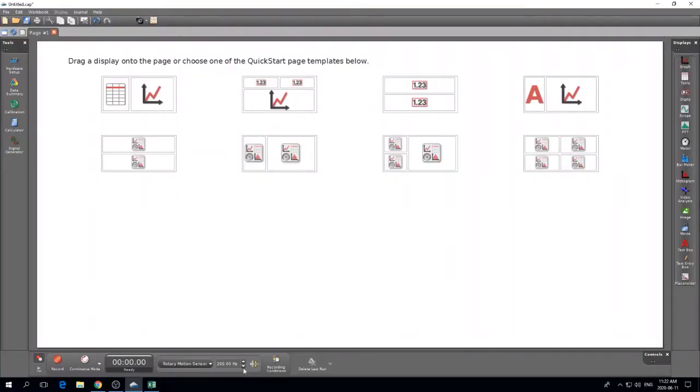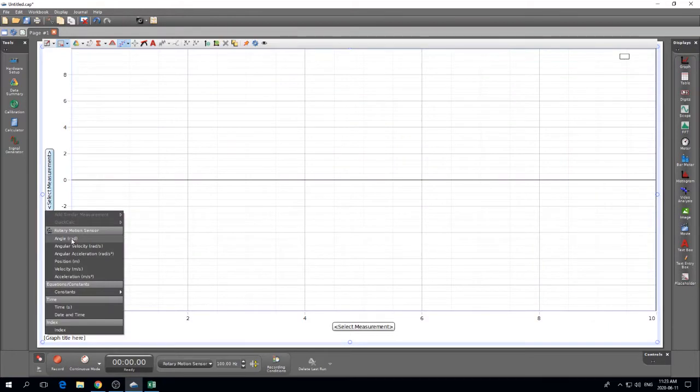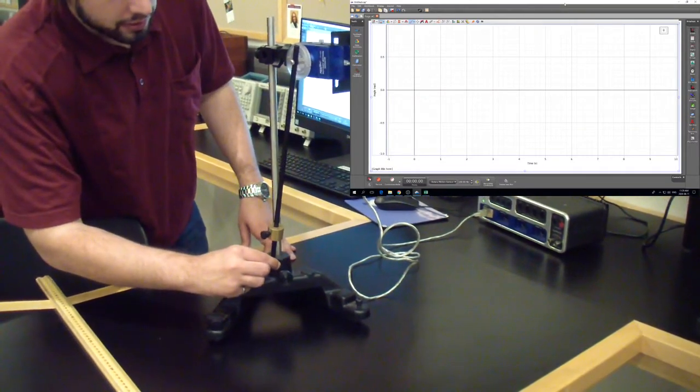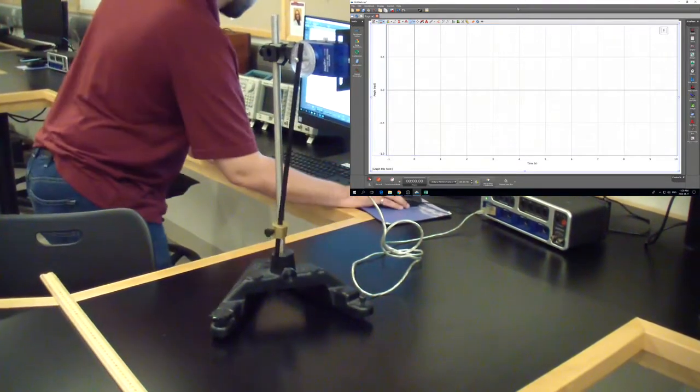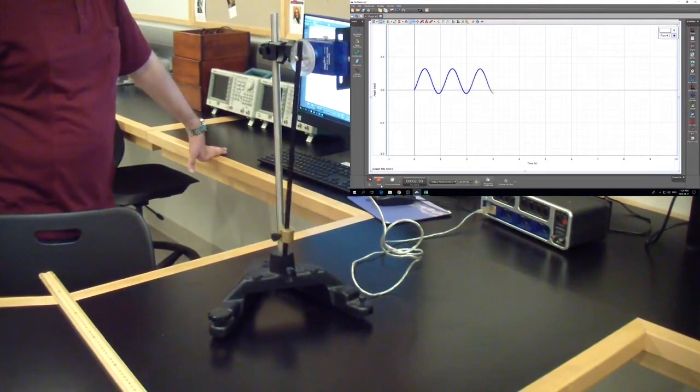Open Capstone and set the sample rate to 100 Hz using the controls at the bottom. Also, create a graph of angle versus time. Set the pendulum in motion, making sure to keep the angle small. A good rule of thumb is to keep the amplitude below 0.2 radians. Record at least 20 oscillations and then press stop.